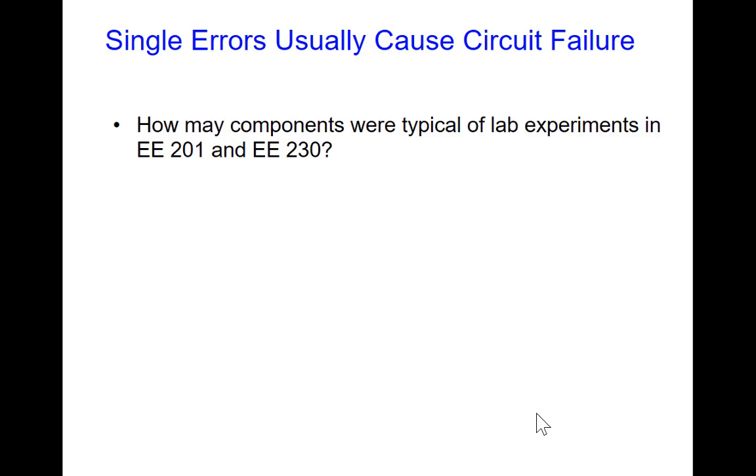So let me ask the question. How many components were typical of the lab experience that you guys had in 201 or 230? How many components? 10 maybe. 10? That'd be a big circuit, wouldn't it? A lot of your circuits probably had more like 2 or 3 components. An op amp and a couple resistors, right? So up to 10, very seldom more than 10, usually a lot less than 10.